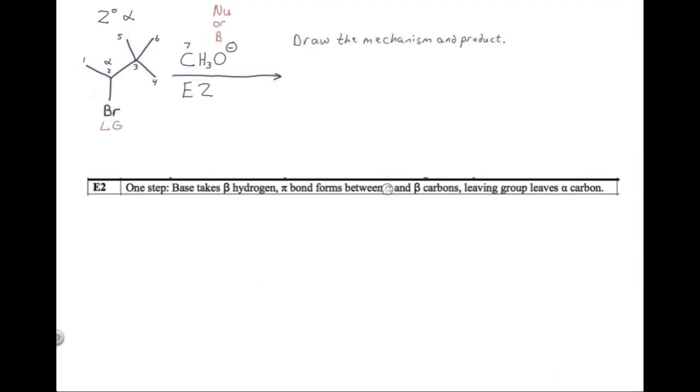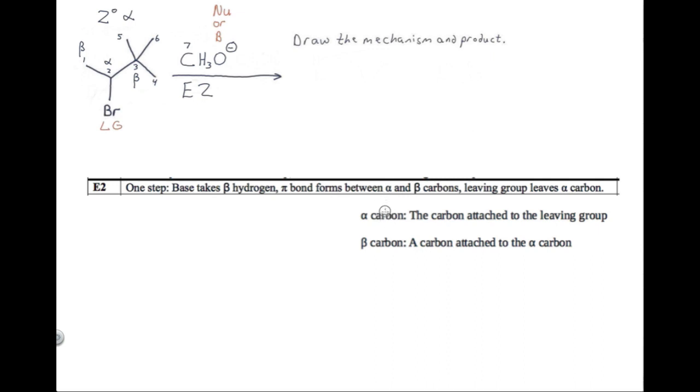You can see that the alpha carbon and the beta carbon play an important role in an E2 mechanism. We've already labeled our alpha carbon, but who is the beta carbon? Do you know? We've learned that the alpha carbon is the carbon attached to the leaving group. The beta carbon is defined as a carbon attached to the alpha carbon. So this molecule has two beta carbons. Carbon 1 is a beta carbon because it's attached to our alpha carbon, and carbon 3 is a beta carbon because it's attached to our alpha carbon. Notice that carbons 5, 6, and 4 are not attached to carbon 2 directly, so they're not beta carbons.